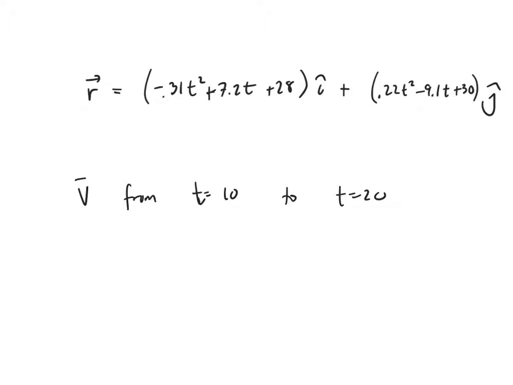So if I want to find the average velocity, I can find the change over the time period, just like we did for one-dimensional. If I walk 5 feet over 5 seconds, my velocity is 1 foot per second, 5 divided by 5. So the question really becomes, how much does our x component change from 10 to 20 seconds? Then how much does our y component change from 10 to 20 seconds?